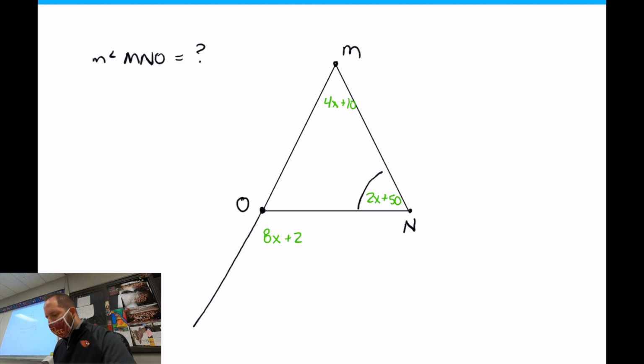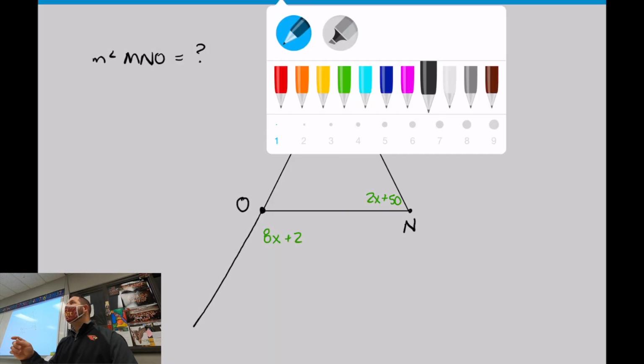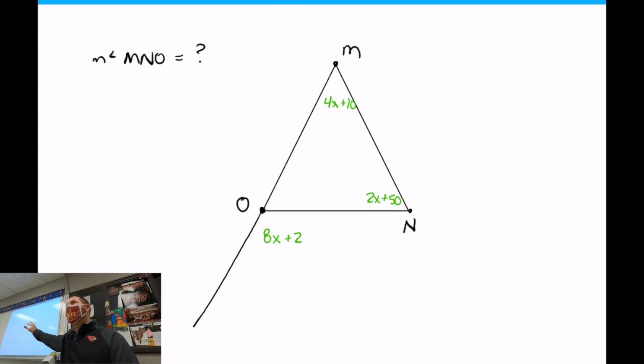I'm going to get rid of that little bubble here. All right, let's talk about how to do this. The angle on the outside, that's angle O. That's the 8x plus 2. This angle here is equal to these two angles added together. Those are the remote interior, the two angles on the inside of the triangle that do not touch the exterior. So you add those two together and you set it equal to the exterior angle. Here's my exterior. I set that equal to the two on the inside added together.